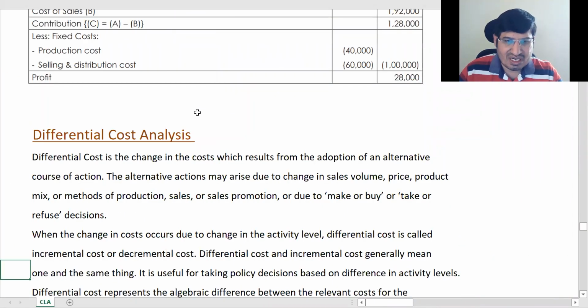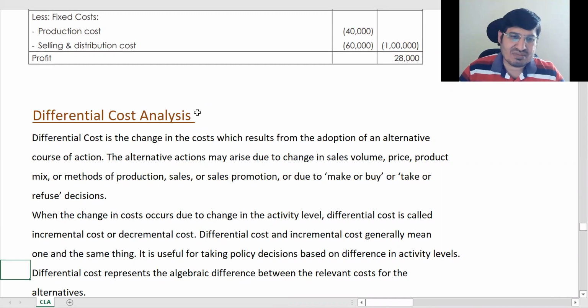So this is your differential cost analysis. It is very important. Why important? Because whenever you have any other alternative with you, you will always analyze whether you are getting more profit out of it or not, right? That's how you will analyze it. So all that analysis is done using differential cost analysis.